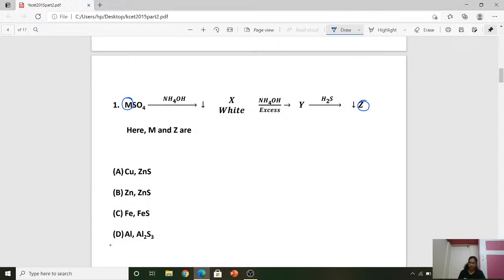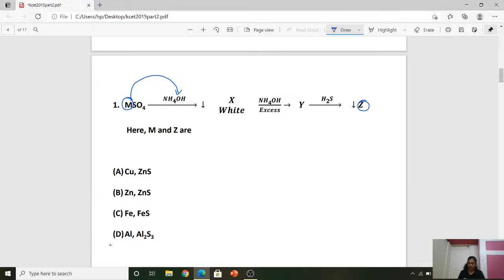Okay. So when I say a white precipitate, that means you are expecting a metal hydroxide, isn't it? The possibility is zinc hydroxide, because it's given as a white precipitate, or aluminium hydroxide, which may be a gelatinous white precipitate, isn't it? So there are two possibilities now. When it reacts with excess of ammonium hydroxide, you are getting Y. So among zinc and aluminium, it is the zinc which will form a soluble complex.